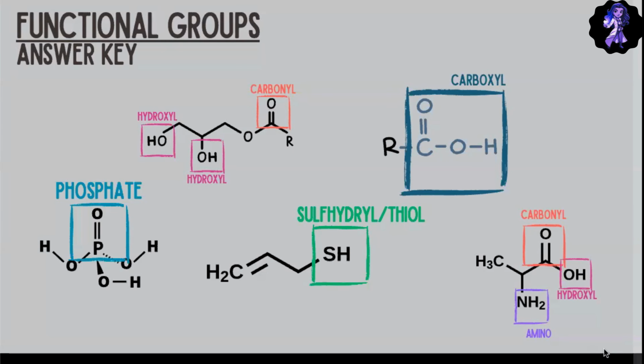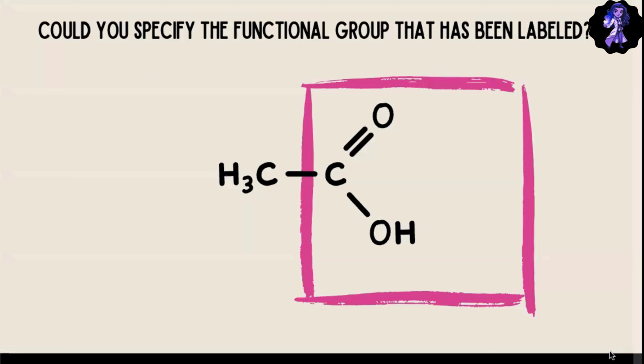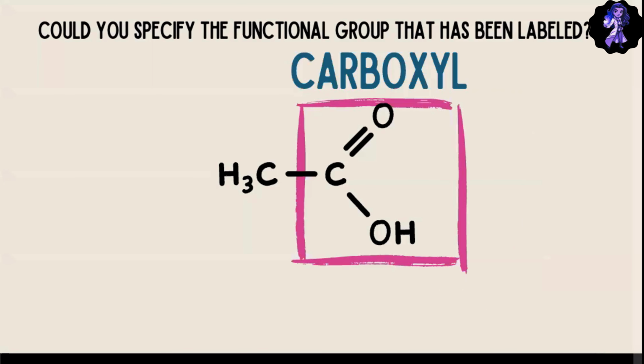Okay, now that you've conquered those, which are very hard, give yourself a pat on the back and try to see if you can identify this one. Take a minute, pause your video, and then unpause once completed. Okay, now that you've reviewed that and potentially answered that, this is a carboxyl as well, because you see the C double bond to O, and then there's an OH. It's just identified a little bit differently.